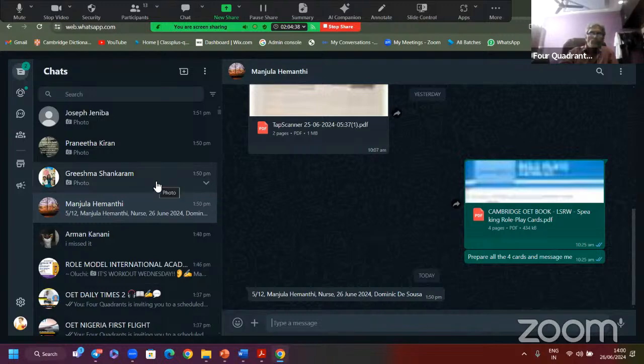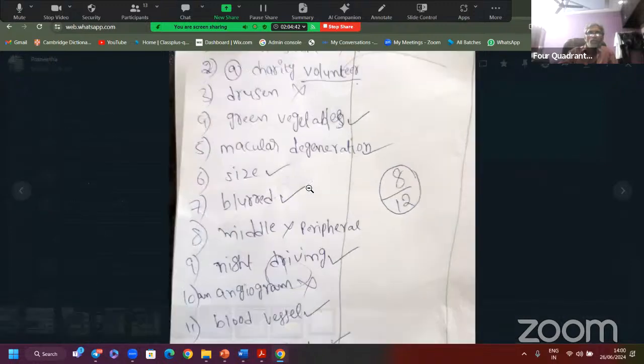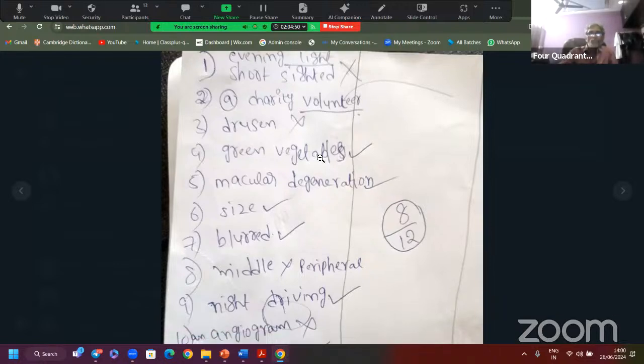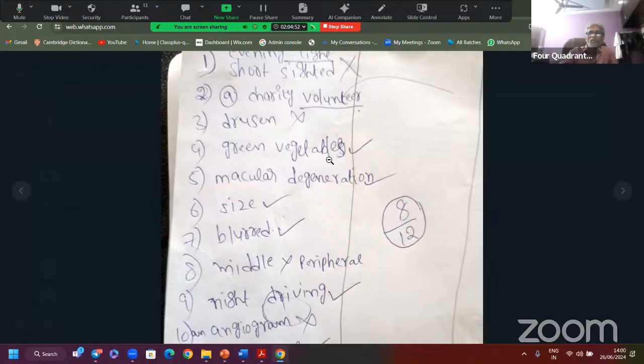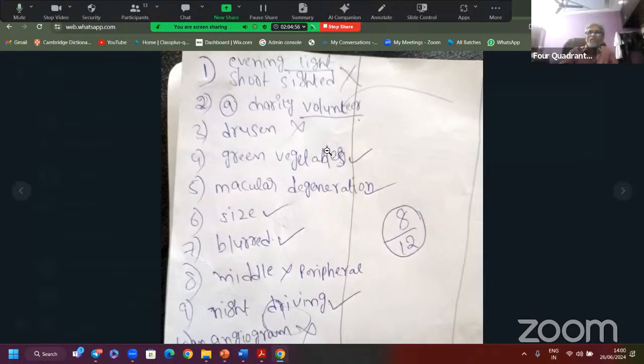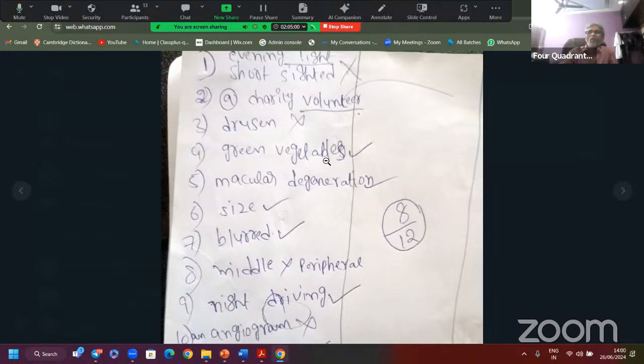Okay. Where is the paper, Manjula? Pranita. Yeah. Right. Be careful. See this one, B and L. Green vegetables. You put a tick mark. What is this? B and L? I think L and D, or LOL. Why should I think it is B and L? I can think it as L and O and L or L and D.